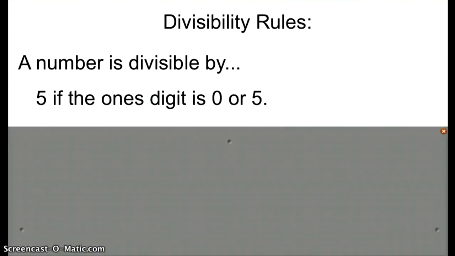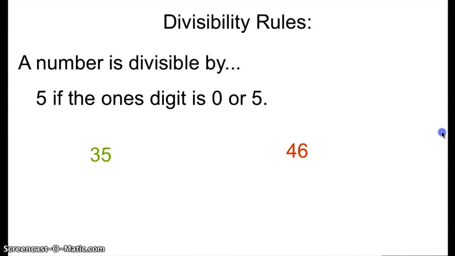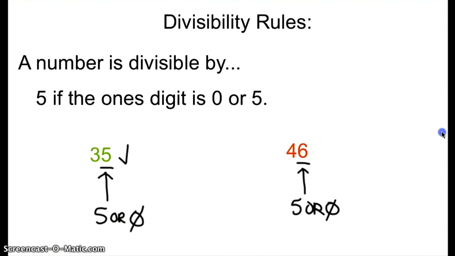A number is divisible by 5 if the ones digit is 0 or 5. In the ones digit, we have a number that is 5. So I know that 35 is divisible by 5. It could have been a 0 as well, and we still would have had something that works. Is 6 a 5 or a 0? And that is not. 6 is not 5 or 0, so 46 cannot be divided by 5.